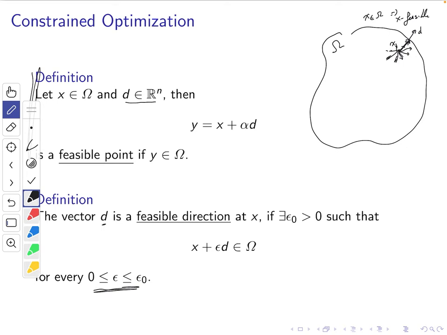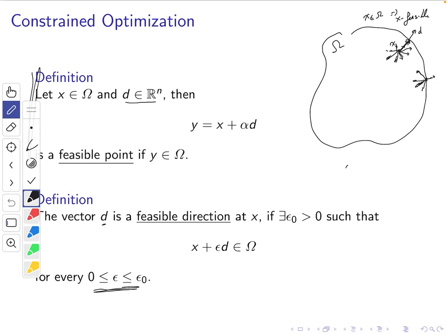But if we're on the border, let's say we're right here, then we have feasible directions, but this would not be a feasible direction because there's no epsilon that will allow us to move in that direction. So we only have these feasible directions.